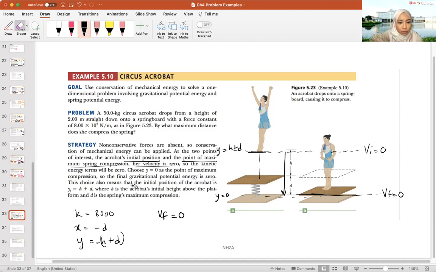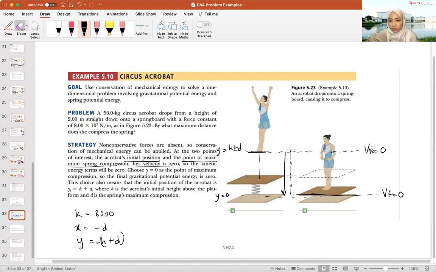This choice also means that the initial position of the acrobat is h plus d, where h is the acrobat's initial height above the platform and d is the maximum compression. Okay, so it takes a long time to read this question. It's long. Okay, so we know that this is y equals h plus d and this is y equals 0. This is the strategy. This strategy doesn't exist in the exam; this is our textbook exam strategy. We study with the textbook, so this is the strategy they are recommending us to follow.